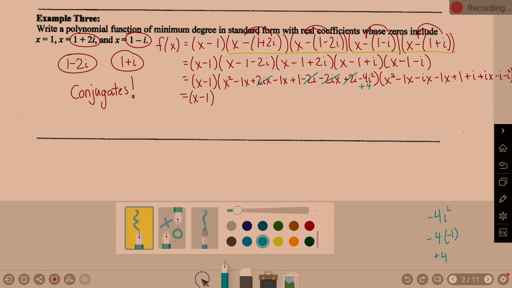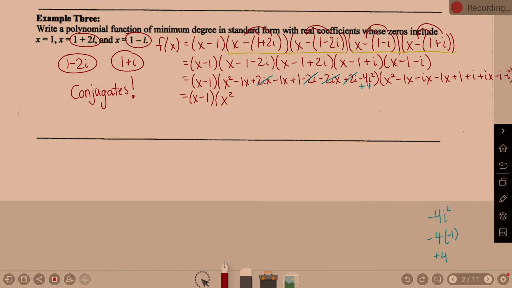Okay, so let's clean up this set of parentheses here. I have x squared minus 1x, and minus 1x is minus 2x, plus 1 and plus 4 is plus 5. Repeat the process on that last parenthesis if you haven't already.